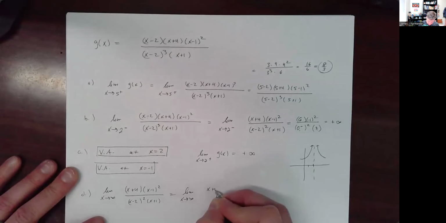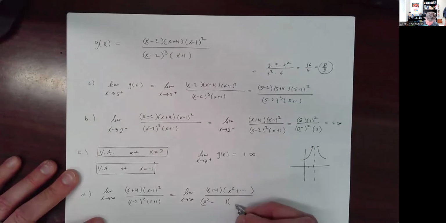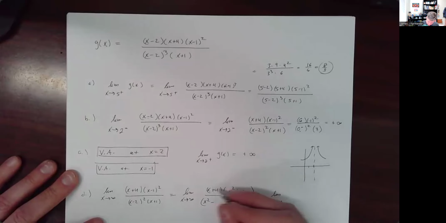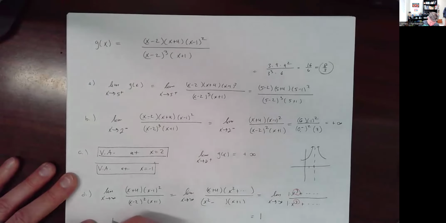I'm going to have x plus 4 times x squared plus whatever. And then here I have x minus 2 squared, which is x squared minus whatever. I only really care about the times x plus 1. If I multiply out, the top is going to be x squared times x, which is x cubed, plus lesser powers of x. The bottom is also x cubed plus lesser powers of x. And since the degrees are the same, the limit is the quotient of the leading coefficients, which is going to be 1 over 1. So my horizontal asymptote is y equal to 1.